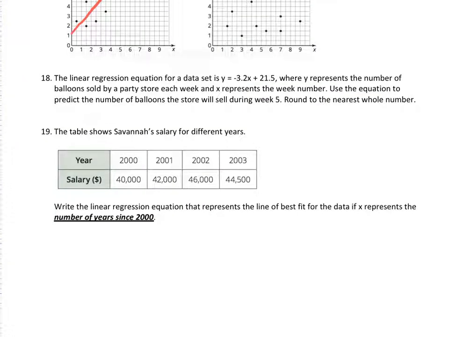Number 18, we are trying to use the linear regression equation to find how many balloons for week 5. So that means we just plug a 5 in for our x. So on our calculator, we would type in negative 3.2, but instead of times x, it'd be times 5, plus 21.5, and that equals 6.